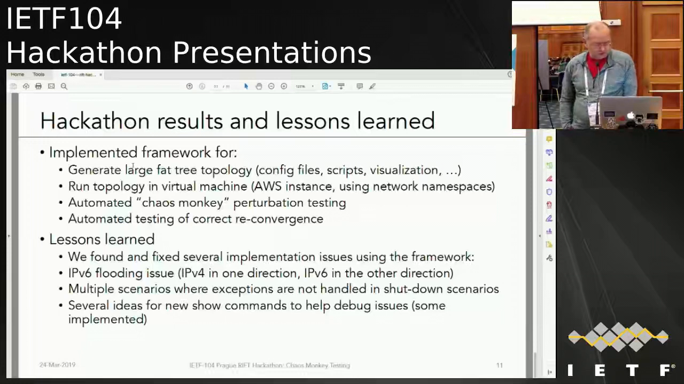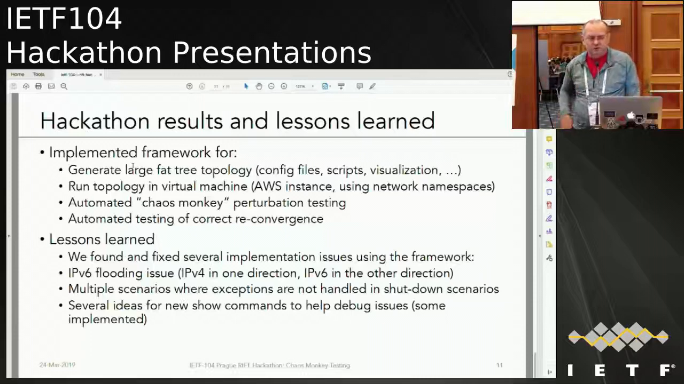So what did we do? Generate those topologies, run them, flapped it. What did we learn? We found a couple of implementation issues, very delicate stuff, as it mostly comes from chaos monkey testing, based on timing stuff. No protocol specification issue, but simple implementation. So, for example, we have v4 and v6 support, and we found that when one node was flooding on IPv4 in one direction, the other in IPv6, there were some timing issues.